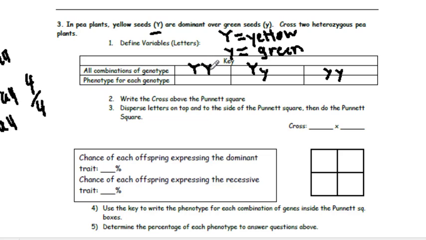Well, 2 capital Y's is 2 yellows, so that's easy. Yellow. And 2 lowercase y's is 2 greens. Those are easy. But who wins in the heterozygote? When you have a yellow and a green, yellow is dominant, so you get 100% yellow. There is no blending.